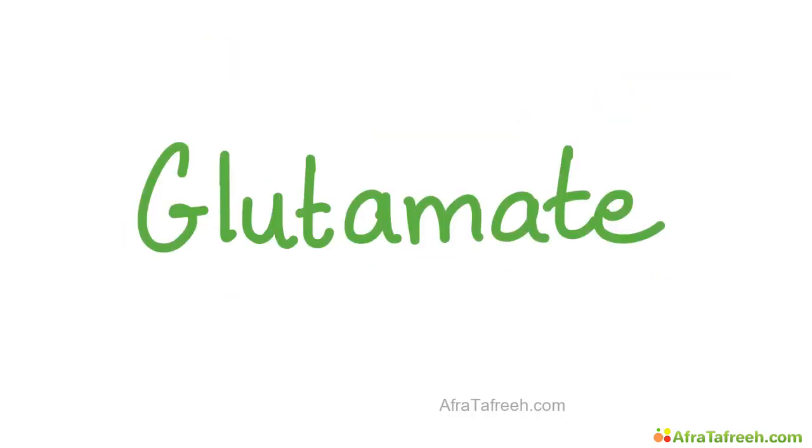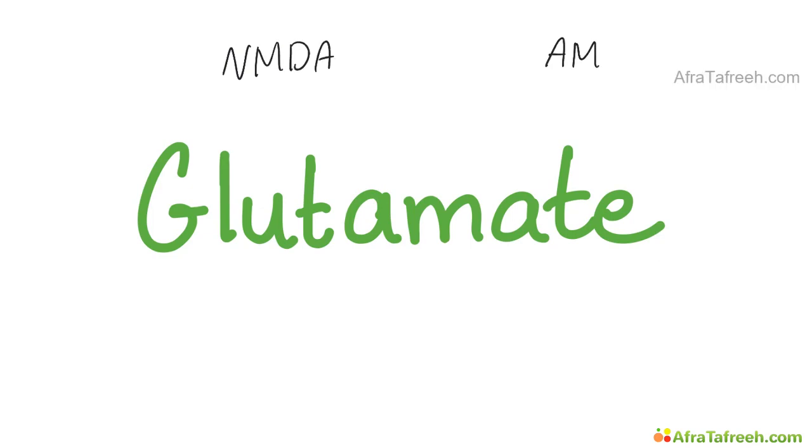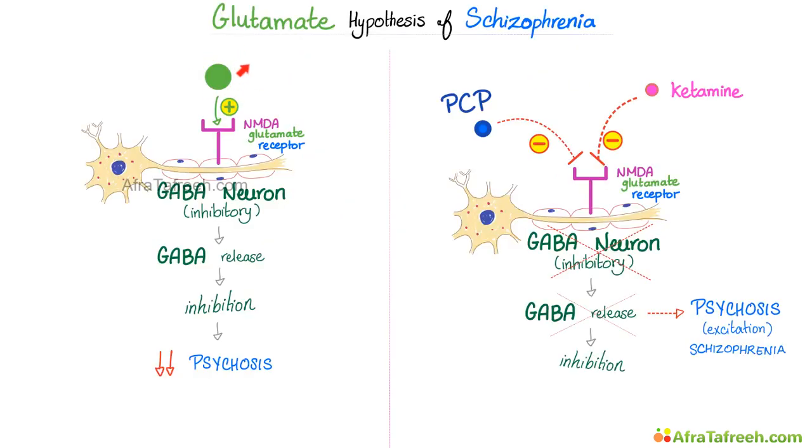Glutamate is excitatory and it has two receptors. The first one is called the NMDA glutamate receptor. The other one is called the AMPA glutamate receptor, the NMDA and the AMPA. When glutamate stimulates the glutamate receptor, specifically the NMDA, on a GABA neuron, the glutamate will excite the GABA neuron. What's the function of a GABA neuron? Oh, GABA by definition is inhibitory. So this will lead to inhibition and it can actually treat your psychosis.